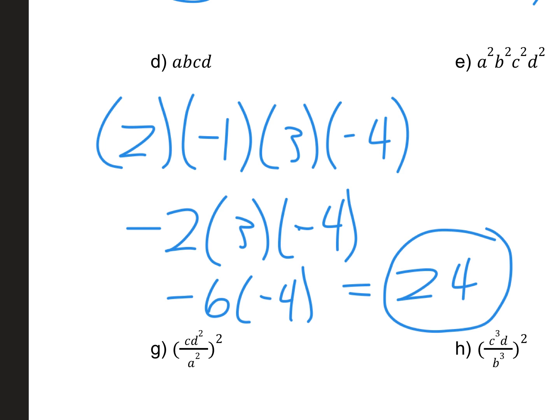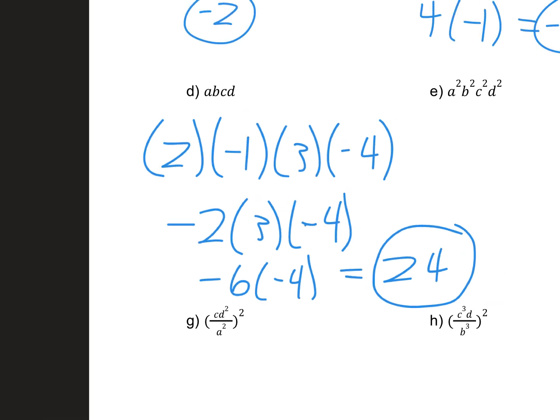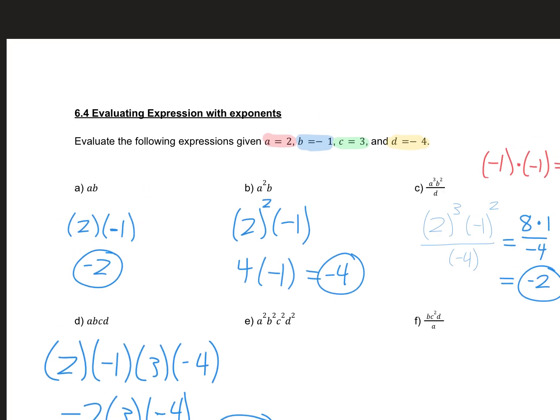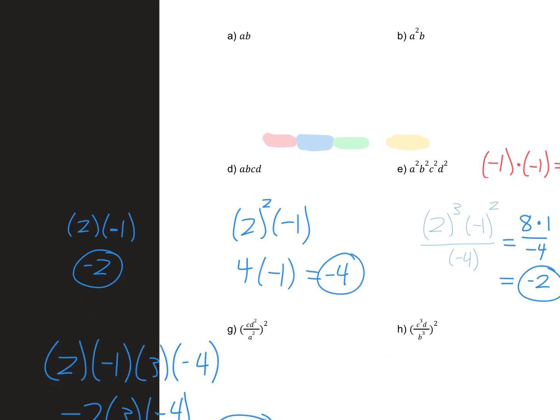Okay, this one's a bit of a doozy. First thing you'll want to do is substitute all of your values in. So we have A, B, C, D. So we're using all of them. So A, B, C, D would be 2, -1, 3, and -4.